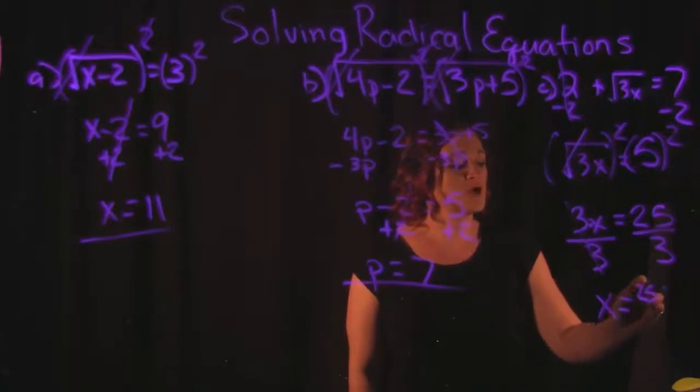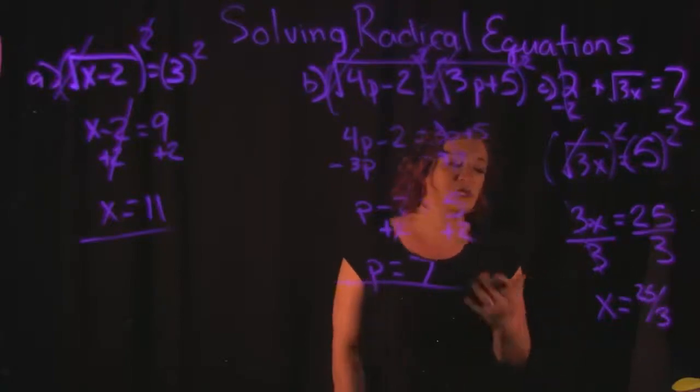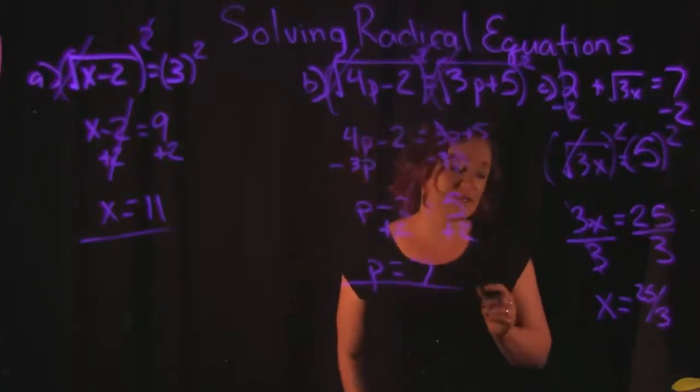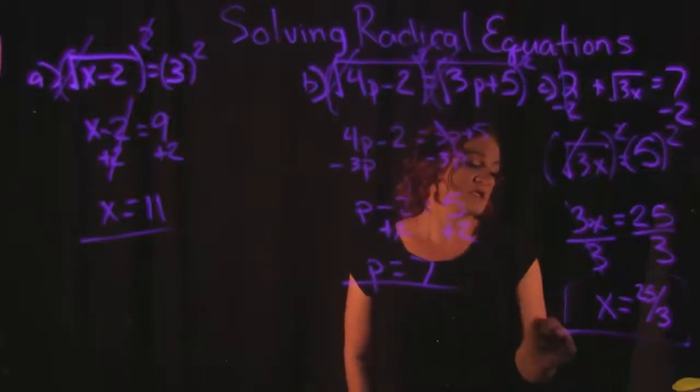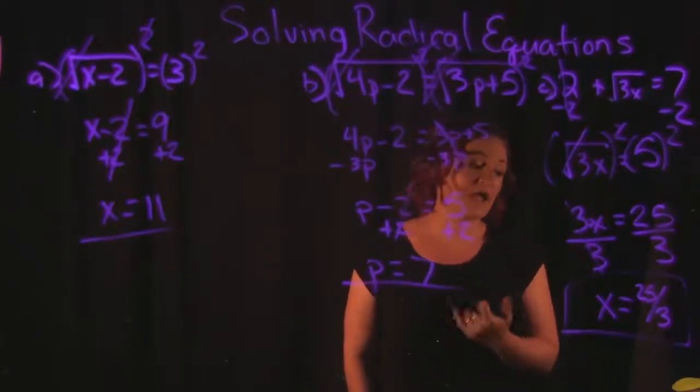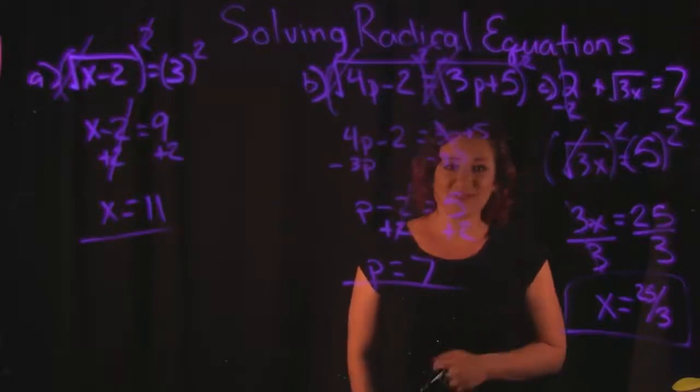This does not divide out evenly. 25 and 3 do not have anything in common, so we cannot simplify the fraction. That just means that our answer is 25 over 3. Otherwise, that's it for this video.